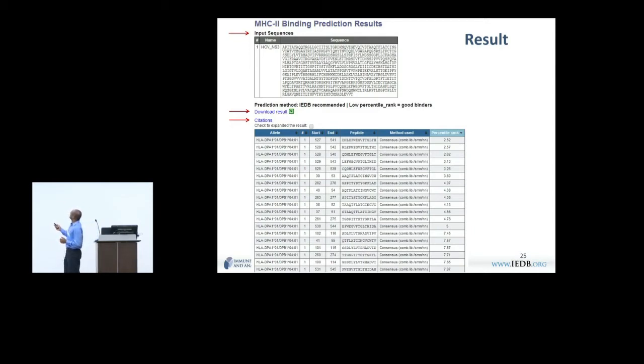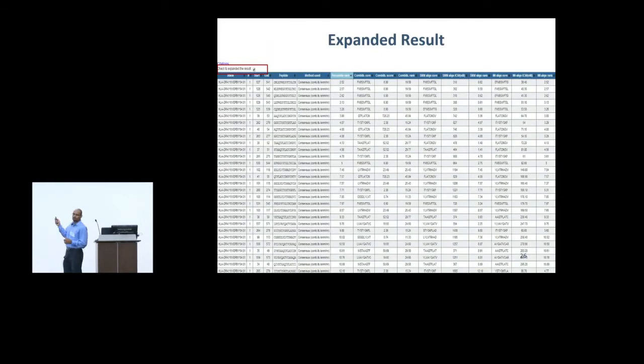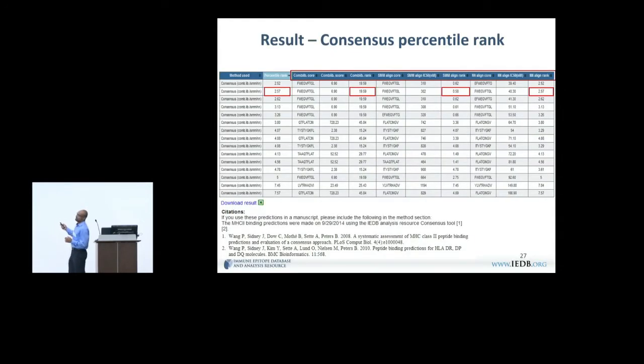When you click here to expand the result, you get the complete results for all the 3 different component methods. For example, here you can see the percentile rank for combinatorial library, and this is the binding core for combinatorial library, and this is the same binding core for SMM align, the predicted IC50 for SMM align, and the percentile rank for SMM align. So for each component method, you get individual values. And this is how we estimate the consensus percentile rank.